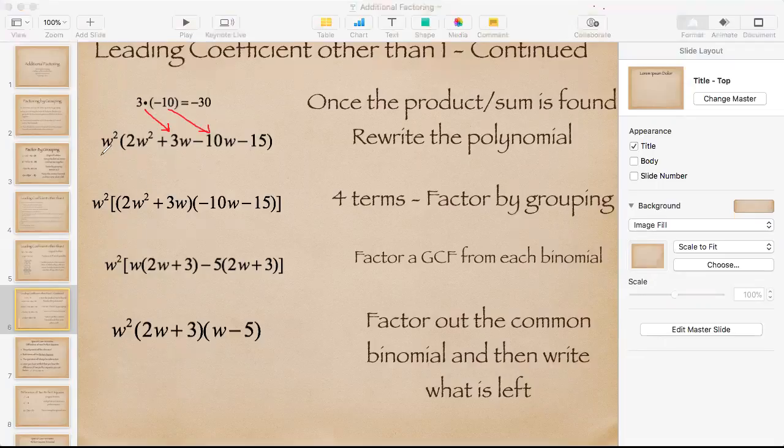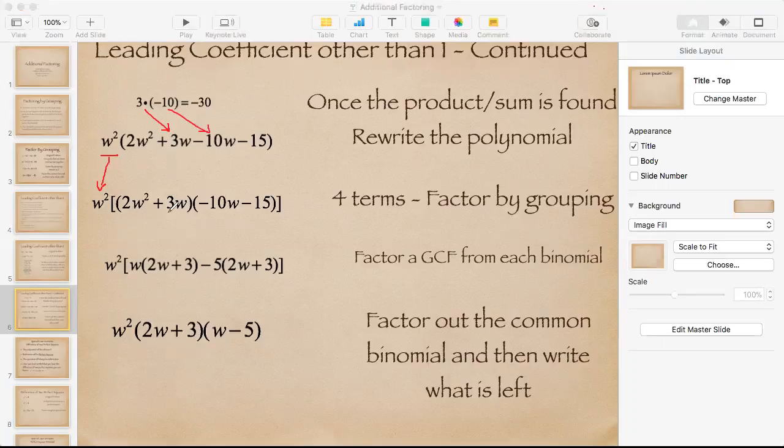Now the key piece here is that we cannot forget about this w squared. So we have to keep that. So in this case, I just added a set of brackets just to keep it separate from everything else that I'm doing in here so that I don't accidentally make a mistake. So I'm going to look inside the first set of parentheses and see if there's a greatest common factor, and then inside the second set of parentheses to see if I have a common factor.